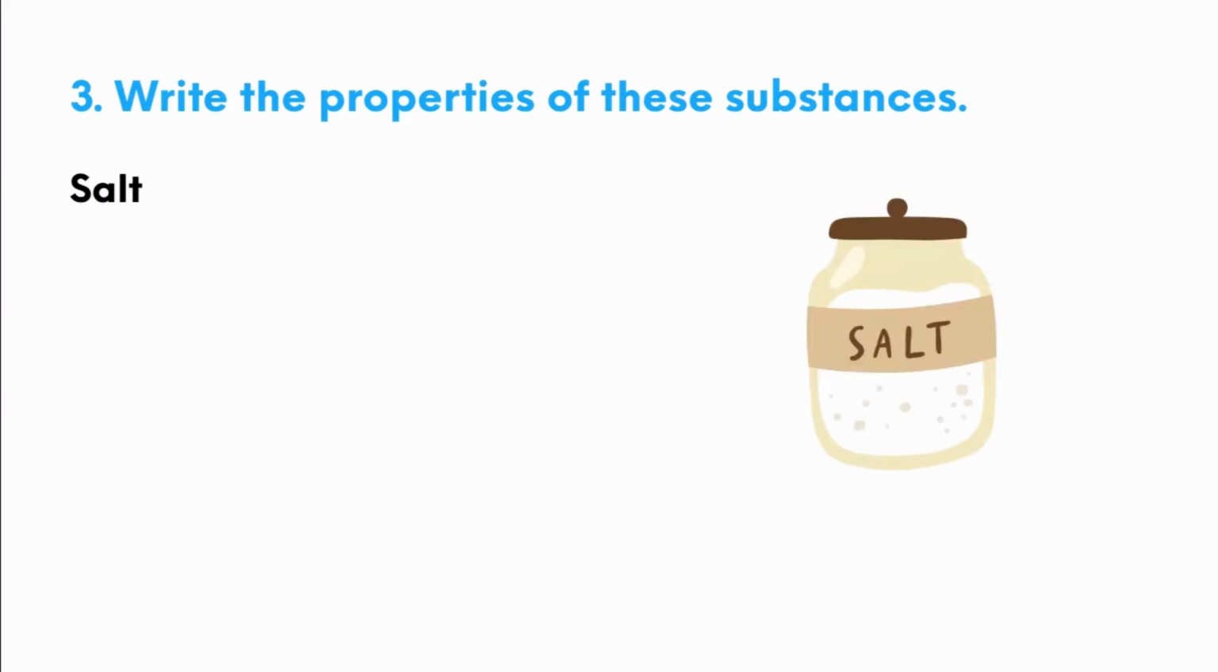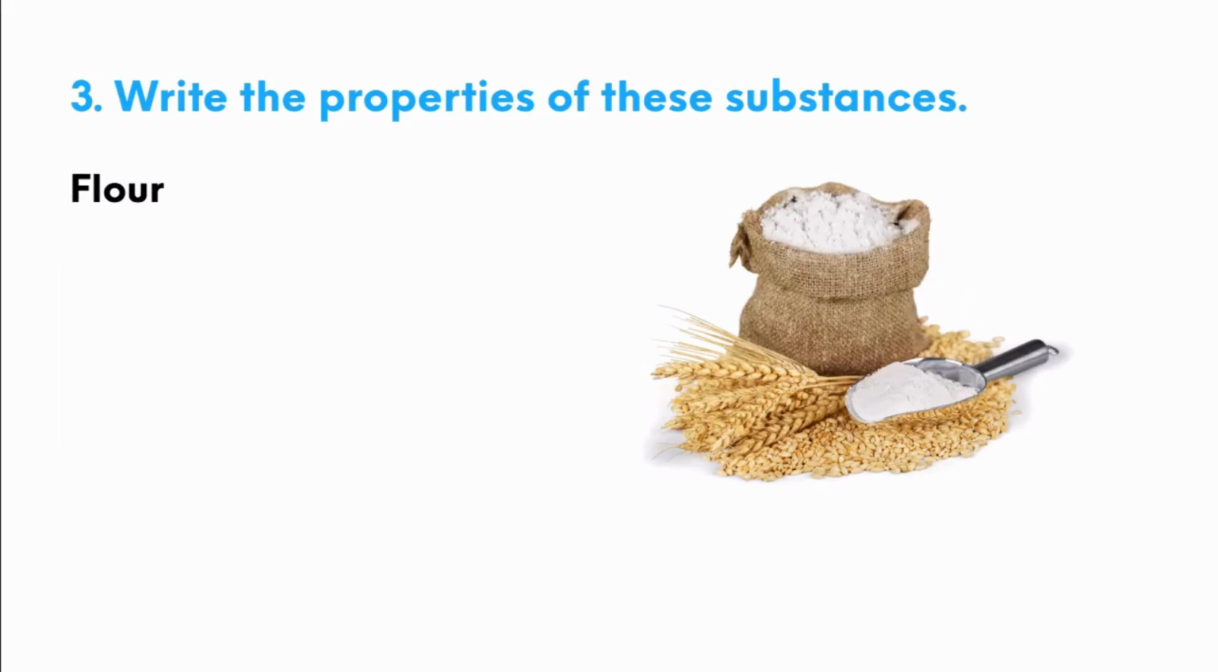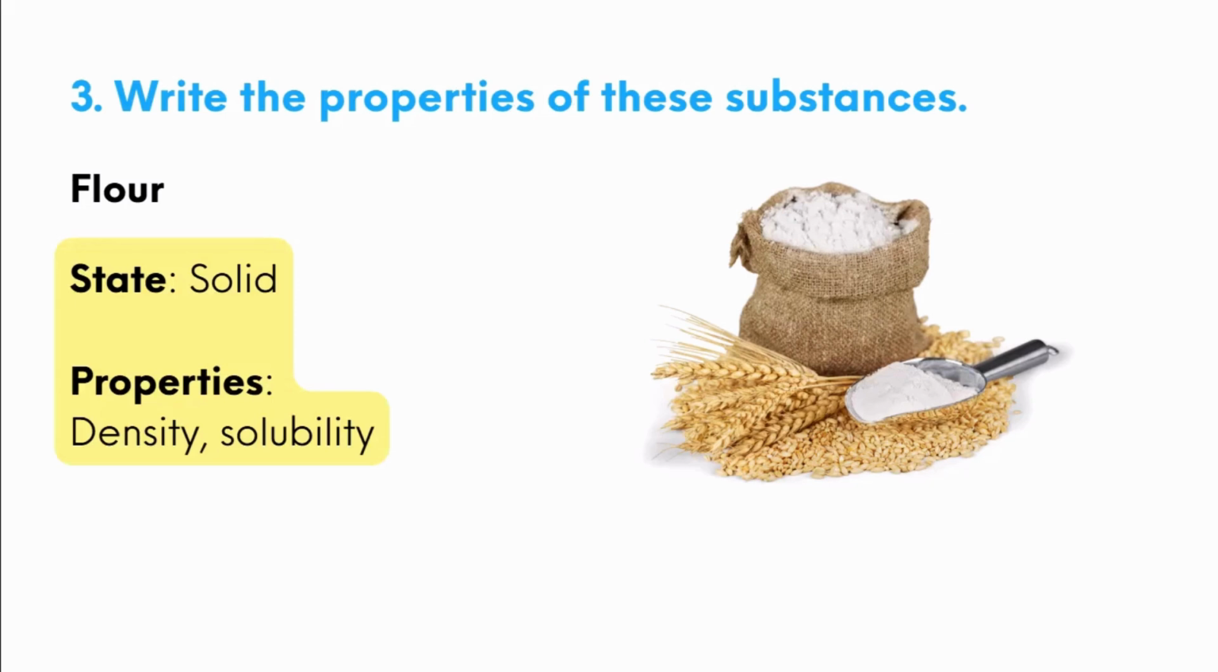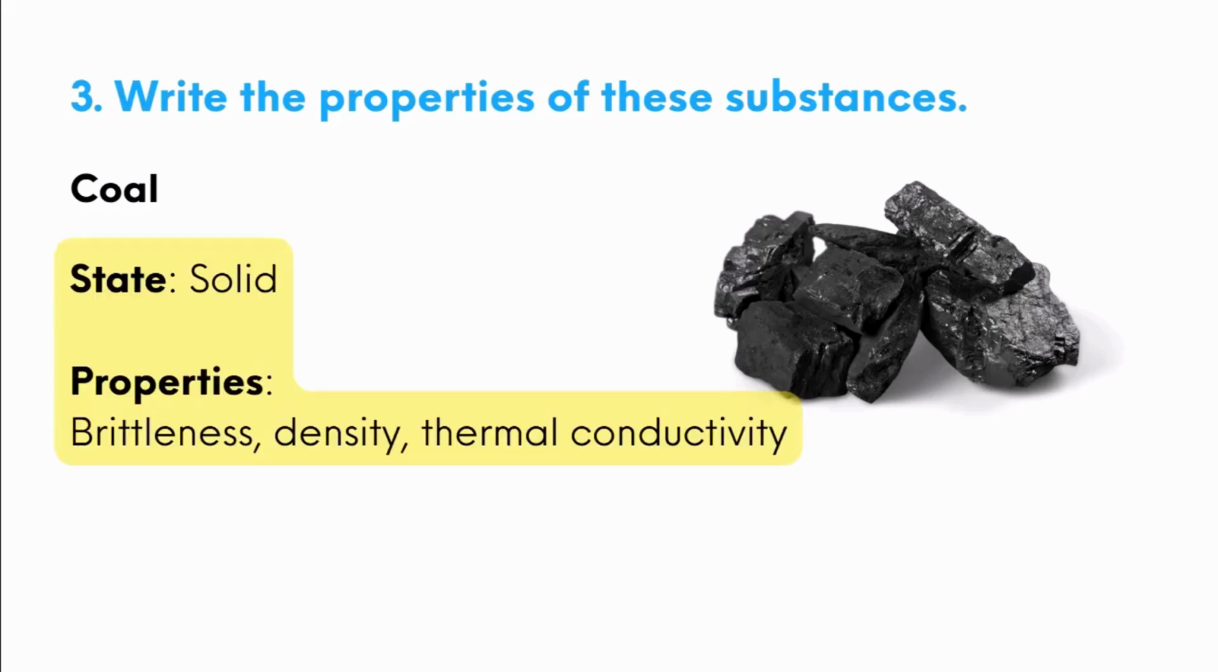Next substance is salt. Salt is also solid. And the properties salt has are brittleness, density, and solubility. Next substance is flour. Flour is a solid substance and flour has properties like density and solubility. Next is coal. Coal is also solid and coal has the properties brittleness, density, thermal conductivity.